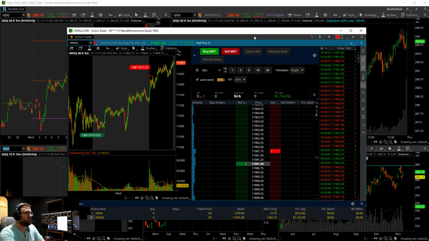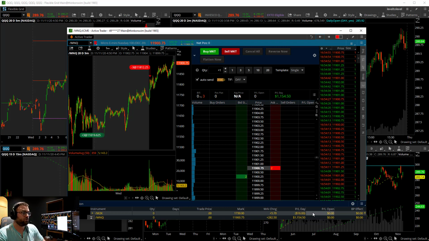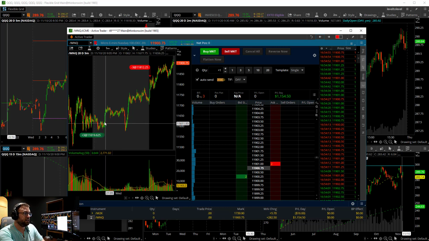And with the way that this trade worked out, you can basically take 1,154 minus the $16 loss there. So it was good for about $1,138 on the day and on the overall trade, considering that this one I did put on after the 6 o'clock market open there for futures.